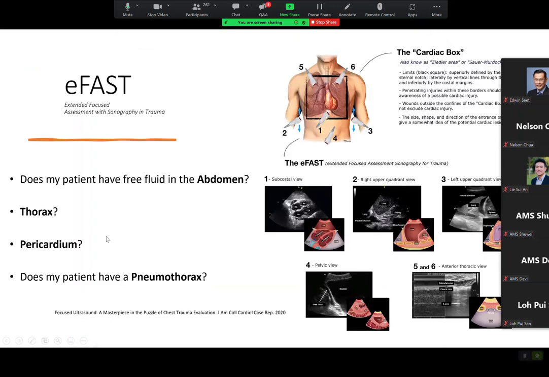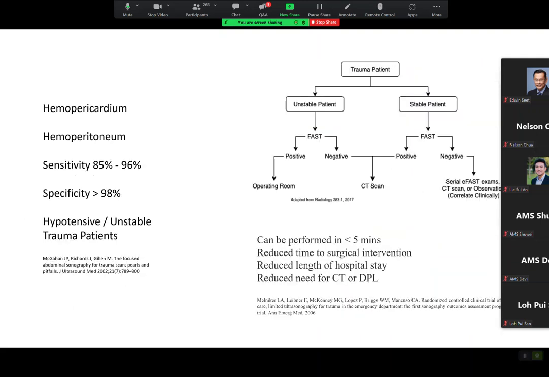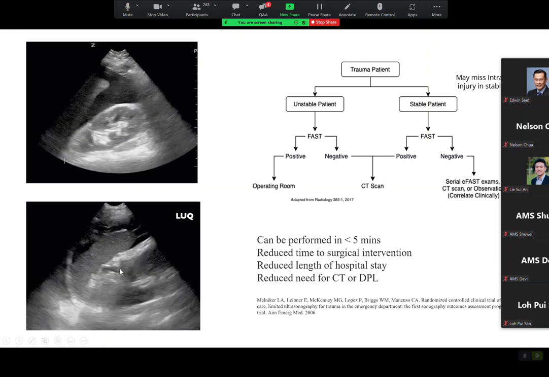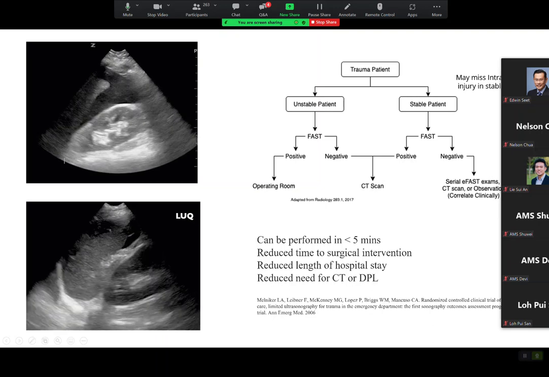Okay, looking at trauma, the FAST protocol has been used for trauma for quite a number of years, more than 2 decades or so. It's quite useful in the trauma patient to determine if they need further investigation, either CT scan or need to be taken to the operating room. These are some images of fluid in the abdomen. So the top left screen we have fluid in Morrison's pouch. This is the liver here and the kidney, and on the bottom screen we have fluid in the left upper quadrant.